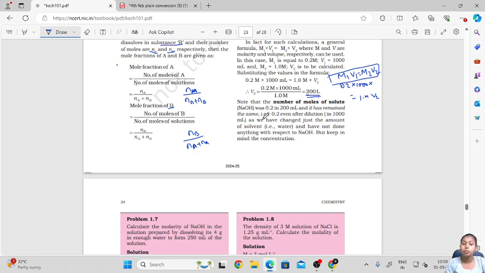So here if you make it to 1 liter, 2 liter, the 0.2 mole of NaOH won't change. It will remain the same, the 0.2 molar, because we have only added 200 ml, so it will be only 0.2 molar of NaOH in the entire solution.